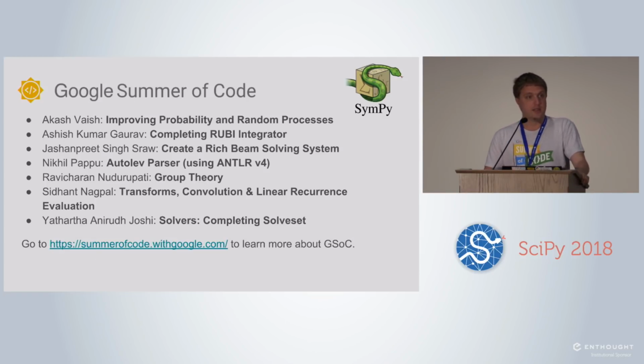And so this year we have 7 Google Summer of Code students working on improving our SymPy stats module. We have a student who's making more progress in the Risch integrator, which is a pattern matching integrator from Mathematica. There's a student working on rich beam solving systems. There's a student working on the AutoLev parser. If anybody here knows what that is, it's a mechanics thing.